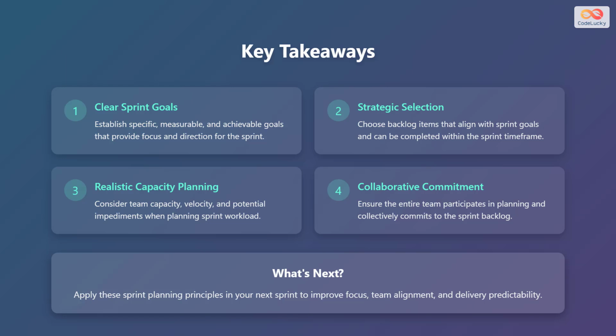Here are the key takeaways from this session. Establish clear sprint goals. They should be specific, measurable, and achievable. Also, strategically select backlog items that align with sprint goals and can be completed within the sprint timeframe. Plan capacity realistically, considering team capacity, velocity, and potential impediments when planning sprint workload. Ensure collaborative commitment by the entire team participating in planning and collectively committing to the sprint backlog. As a next step, apply these sprint planning principles in your next sprint to improve focus, team alignment, and delivery predictability.